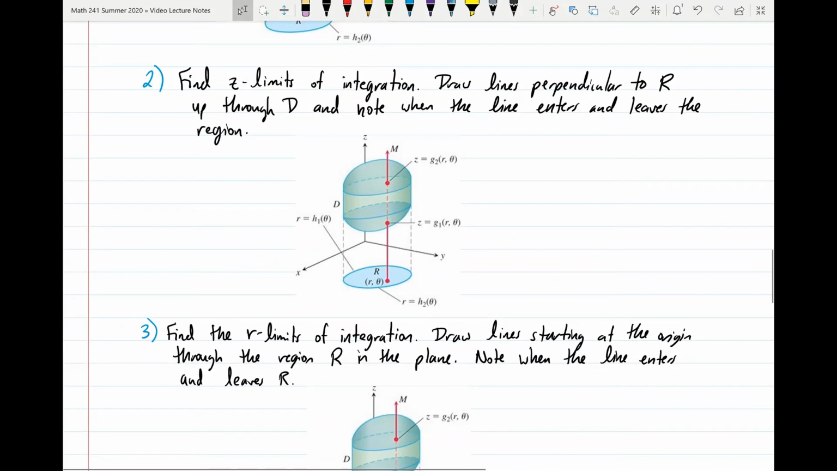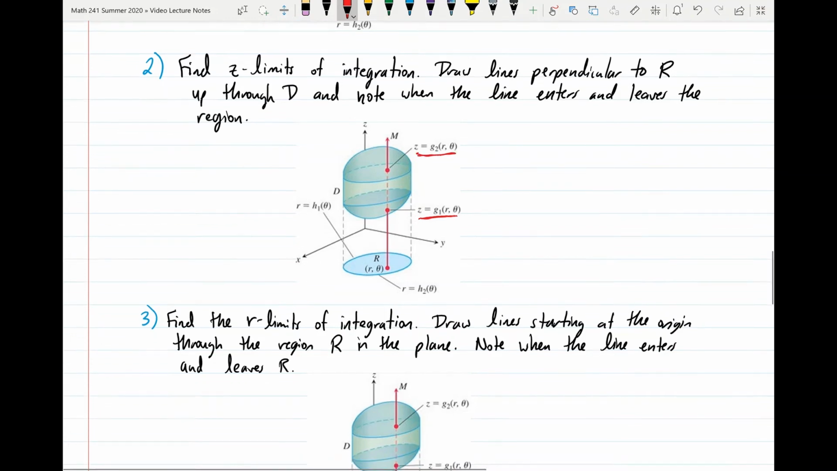In the diagram that we have here, the lower surface is defined as z equal to g sub 1 of r theta. So that would be the function giving the lower limit for z. And then we have the upper surface, z equal to g sub 2 of r theta. So that would be the upper limit for the variable z.